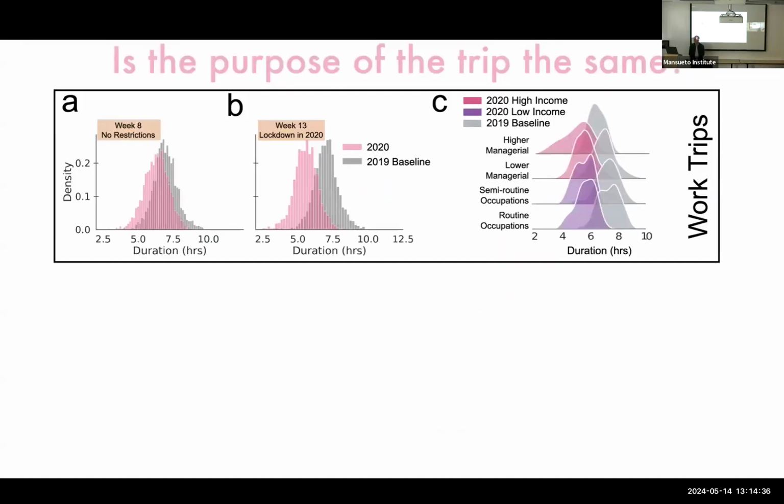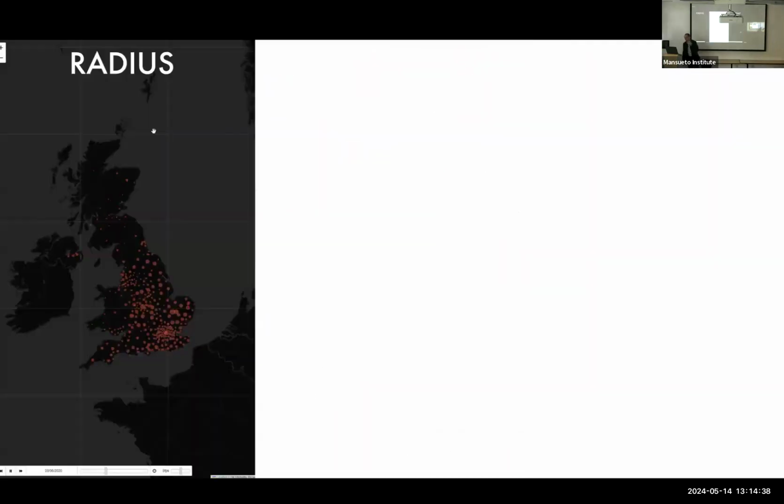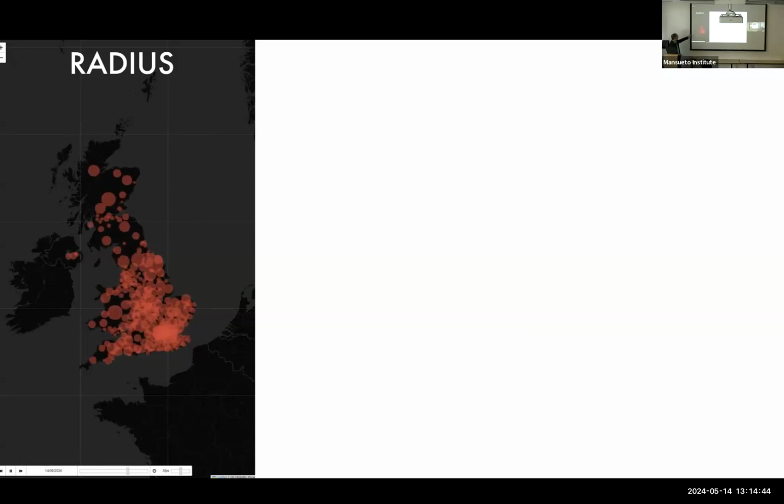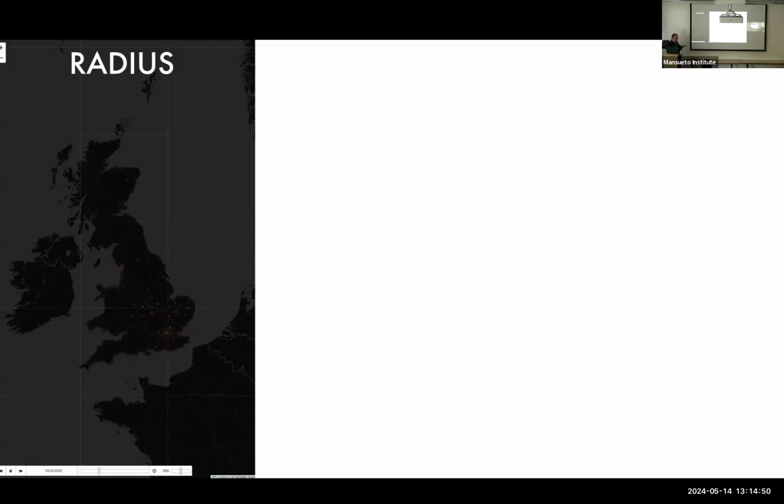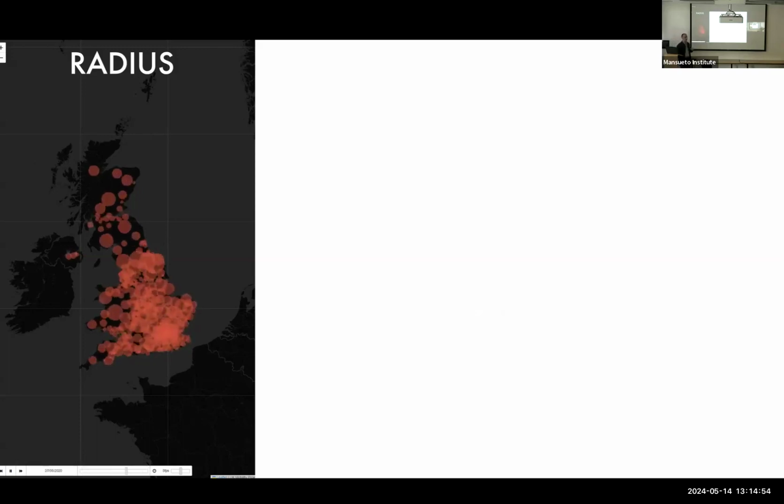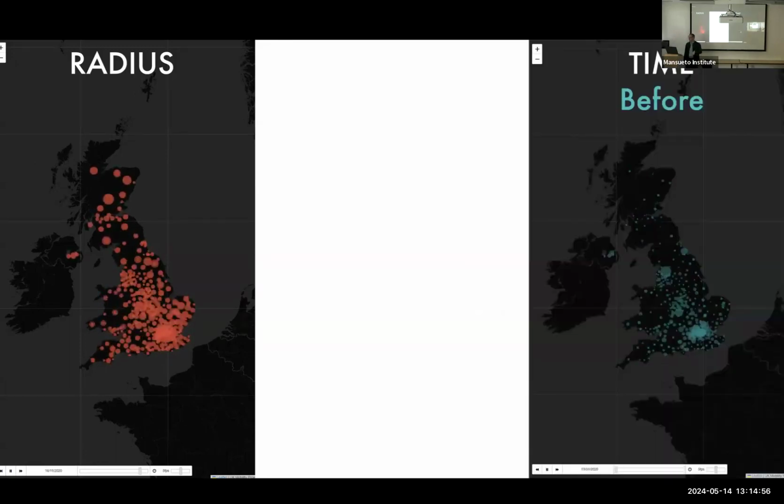Okay, then we have the last paper. Oh no, we have a data visualization, very fancy. You cannot see it because it's not dark enough, but you can guess. This is the radius of gyration. In this data visualization, it goes down, nobody's moving, and then comes back during the first step. This is what you can see in the visualization over time.